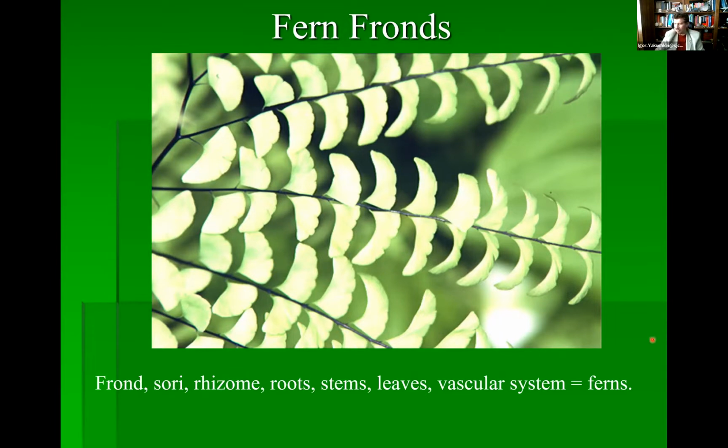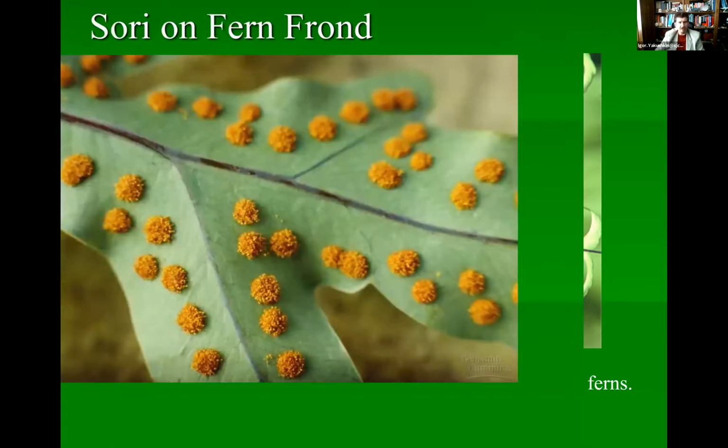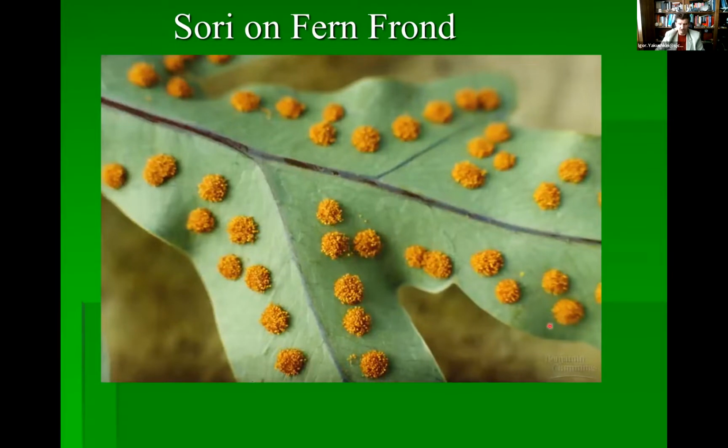Rhizomes, root stems, leaves, basically it's all combined together into a fern. So this is the front, right? If you look on the back side of that, you will see those particular fuzzy things. Those fuzzy things are nothing else but the clusters of sporangia. One of those little dots would be a sporangium containing tons of spores.